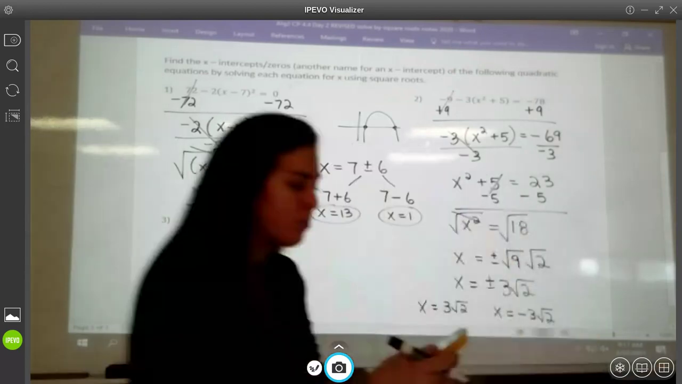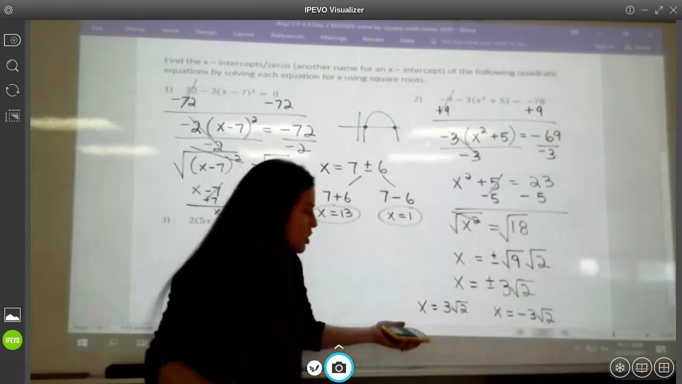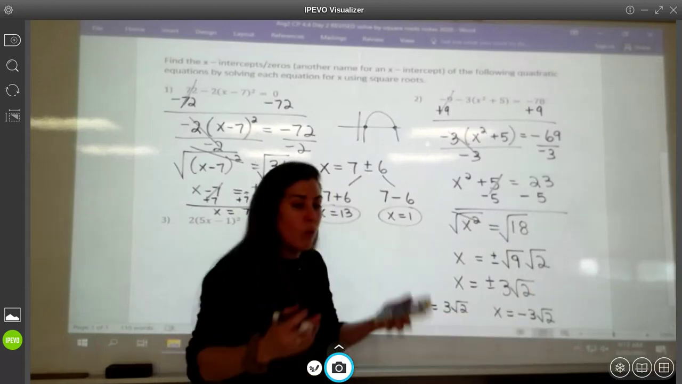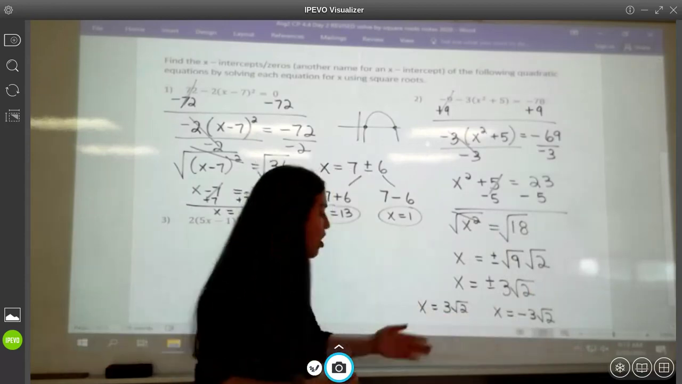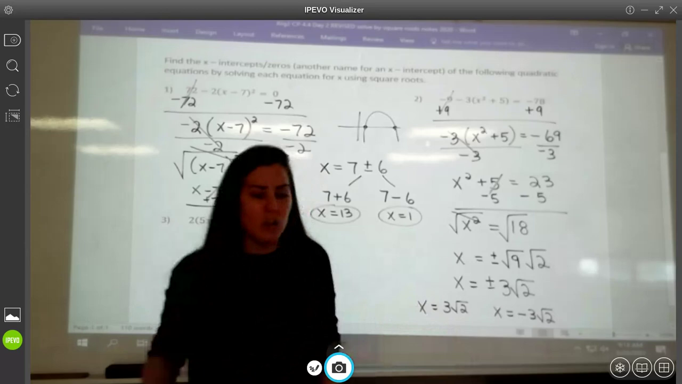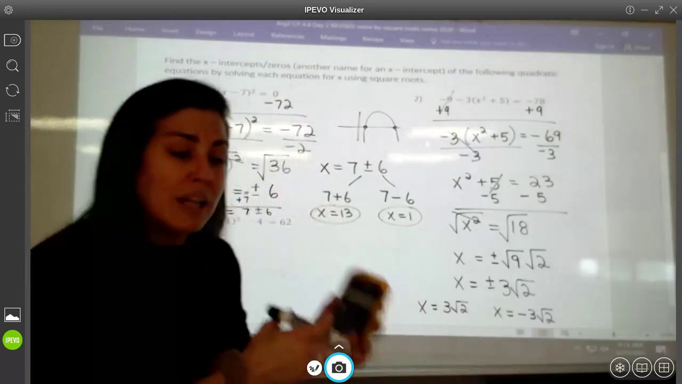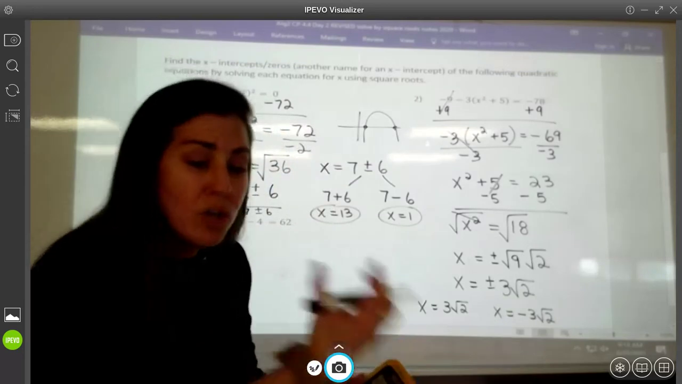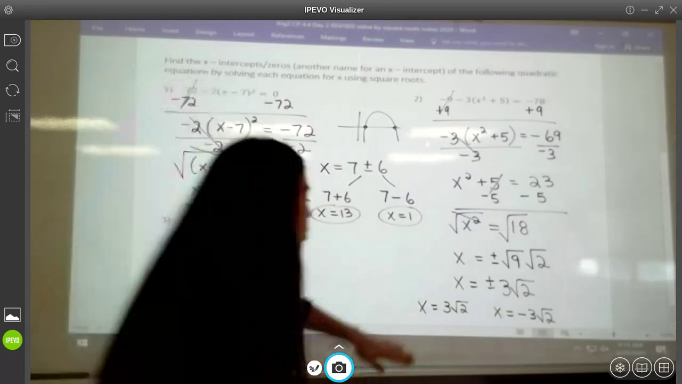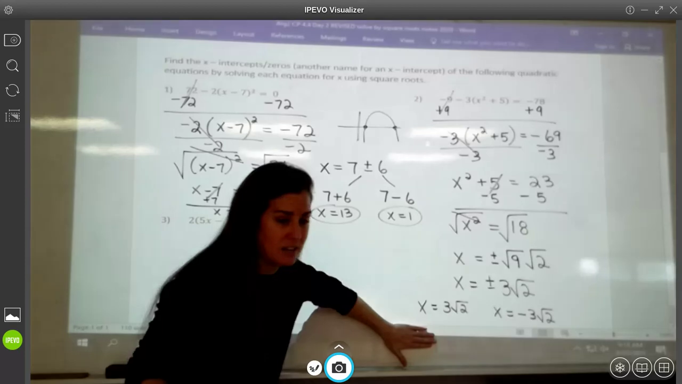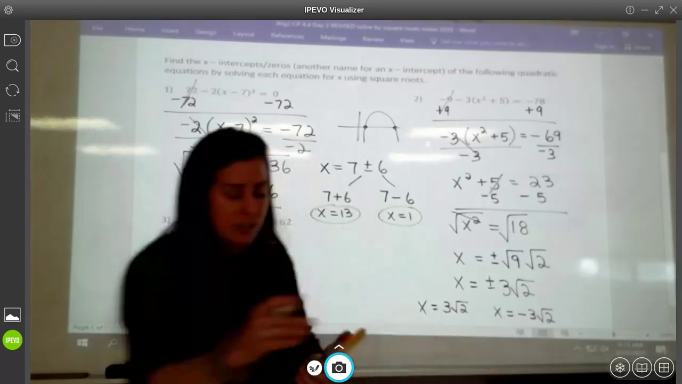Let me show you this just to give you perspective. The x-intercepts, the points where the graph crosses the x-axis, are plus and minus 3 times the square root of 2. If you have no idea what number that is, you would ask your calculator what 3 times the square root of 2 is, so you could get an estimate. But we don't want to write our answers as an estimate. These are the exact answers.